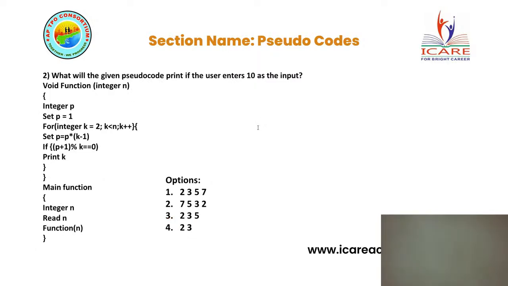So here we have the second question. What will the given pseudocode print if the user enters 10 as the input? Here in the question they have asked what the pseudocode prints if the user enters 10 as the input. Here we are considering 10 as the input.